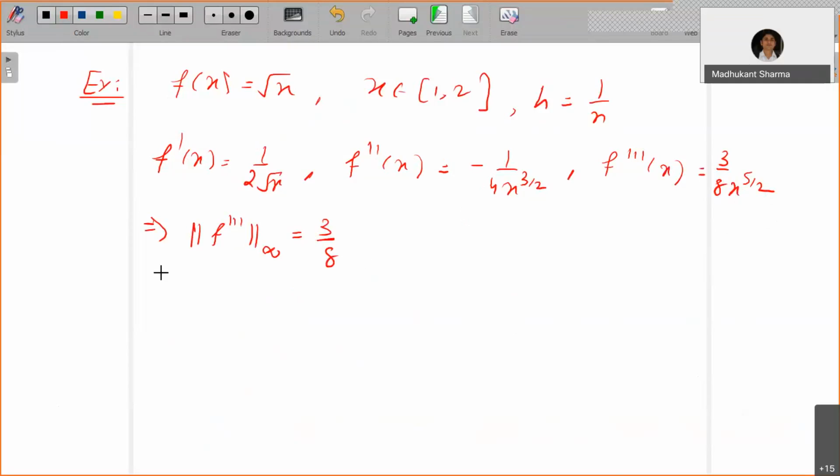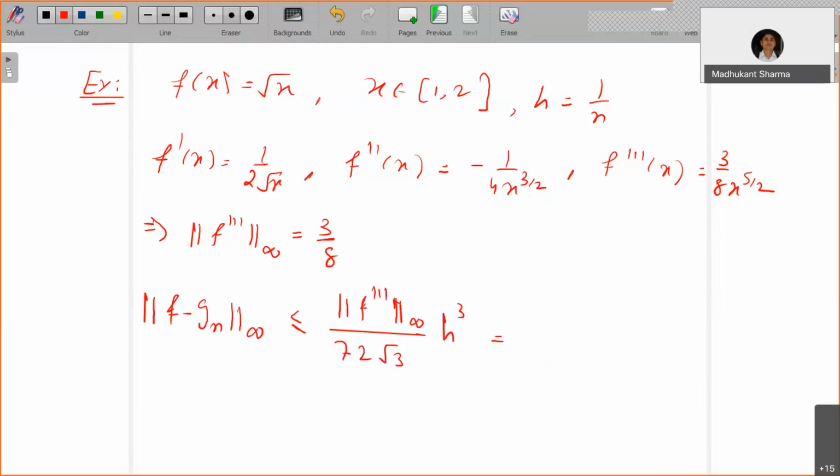Now if you use the quadratic interpolating polynomial piecewise structure, the maximum error is less than or equal to the infinity norm of the third derivative divided by 72 root 3, times h cubed. So that is equal to 3 by 8 into 72, that is 256, right? 72, no, sorry.